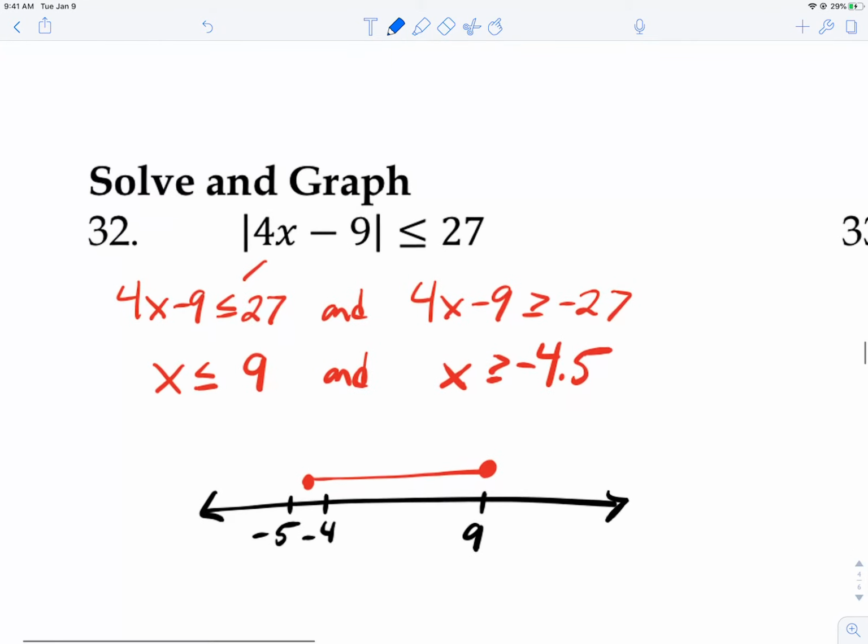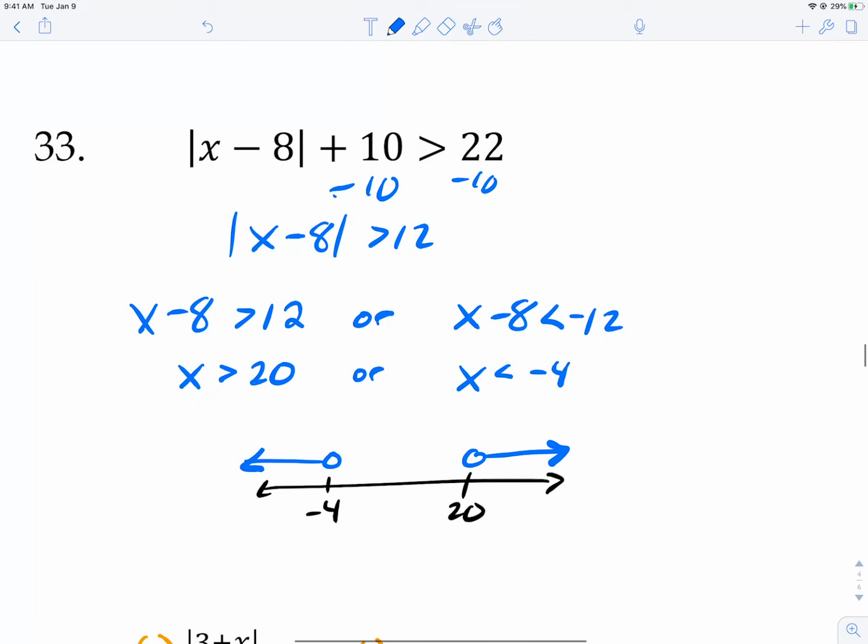Okay, solving and graphing. Less than is an AND problem. So if you separate this, you take the inside of the absolute values, and first you leave it alone, is less than or equal to 27, and now you switch the inequality and make it a negative answer. If you solve those two, you end up with x is less than or equal to 9 and x is greater than or equal to negative 4.5, and always goes in the middle because it has to be where they overlap. It has to be true for both, and those are solid dots above 9 and above negative 4.5.